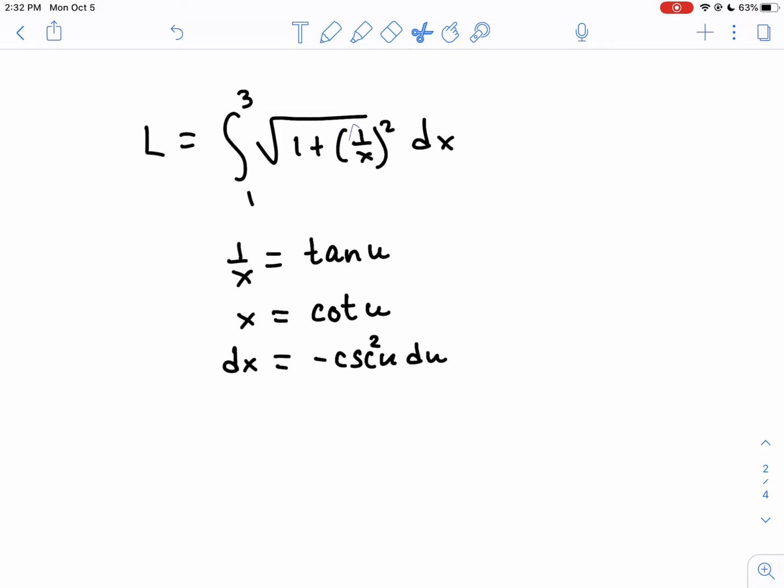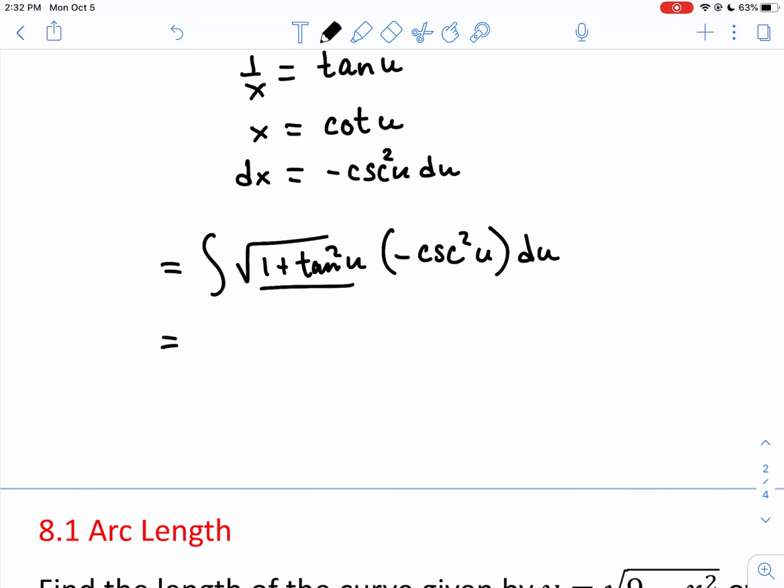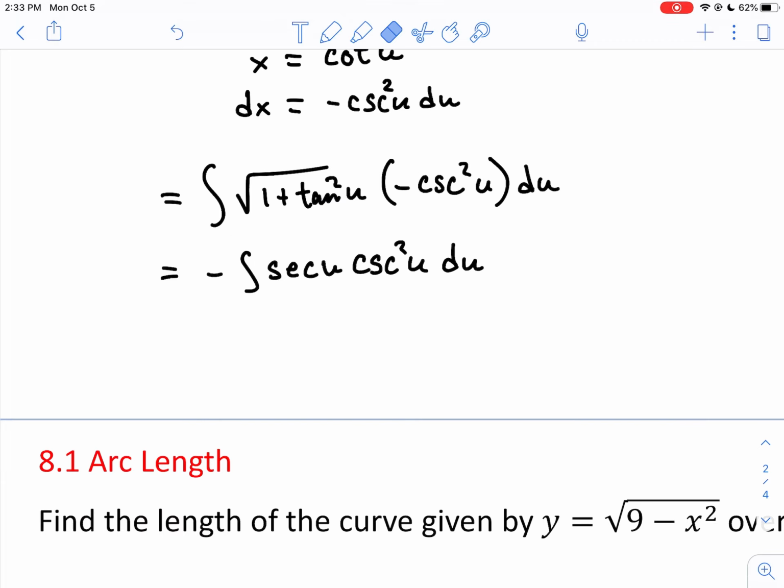I'm going to change this part here to tangent of u, and the dx we're going to change to negative cosecant squared du. 1 plus tangent squared is secant squared, and then you can square root that and just get secant. I'm going to pull the negative out of the entire thing, so it's negative integral of secant u times cosecant squared of u. If I change everything to sines and cosines, cosecant is 1 over sine. So I see a 1 over cosine here and a 1 over sine squared here. That might get me somewhere.